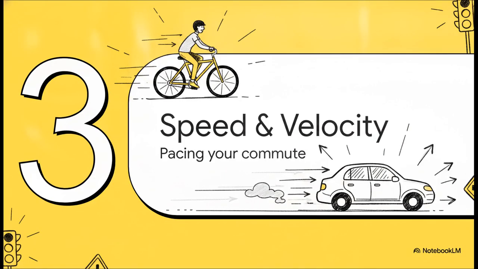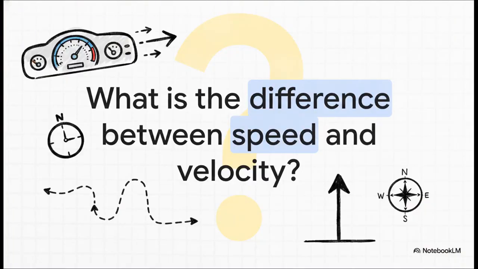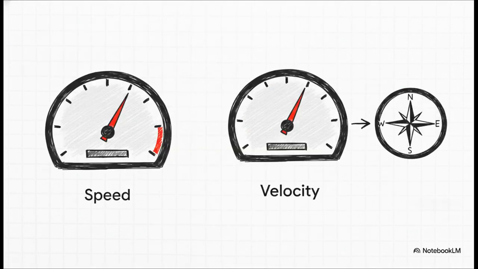Section 3. Speed, Velocity, and Acceleration. Pacing your commute. Now let's say you get into a car or hop on a bicycle for your commute, and you start picking up the pace. Here is where it gets really interesting. When you're driving down the road, you look down at your dashboard, and you have to ask yourself a fundamental question. What is the actual difference between my speed and my velocity? People use these words interchangeably all the time in casual conversation, but in science, they mean very, very different things. It turns out your car's speedometer is only telling you half the story.